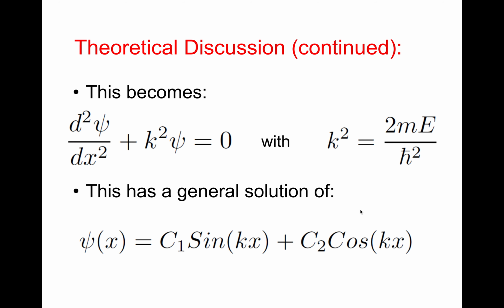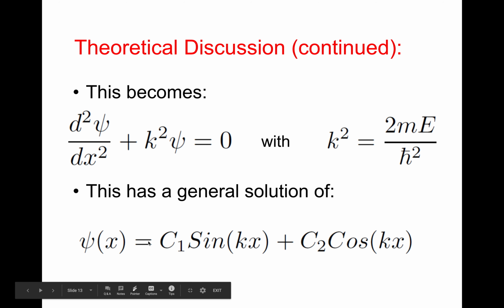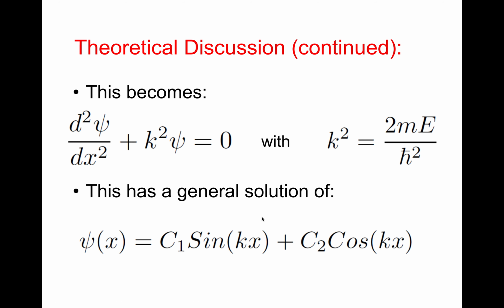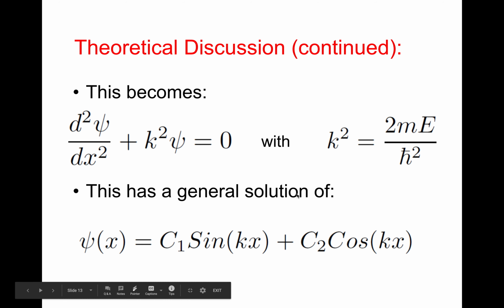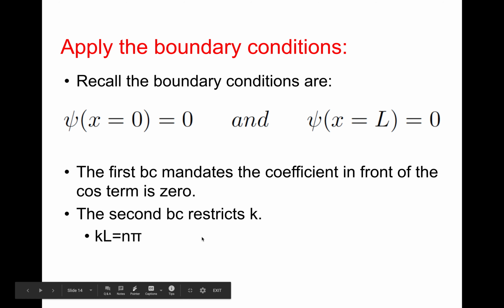Our next boundary condition, psi of L equals 0, okay? So we have 0 equals C1 sine KL, okay? So we're left with C1 sine KL equals 0. Divide by C1, we're left with sine KL equals 0. When is sine KL equal to 0? That happens when KL, that argument of sine, is integer values of pi, okay, n pi. So that means KL has to equal n pi.